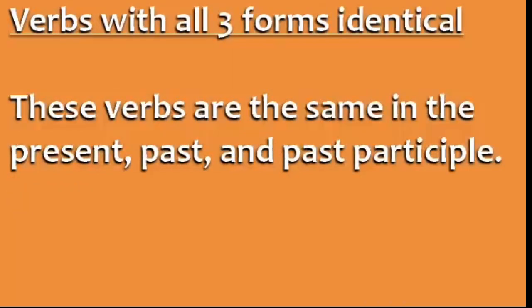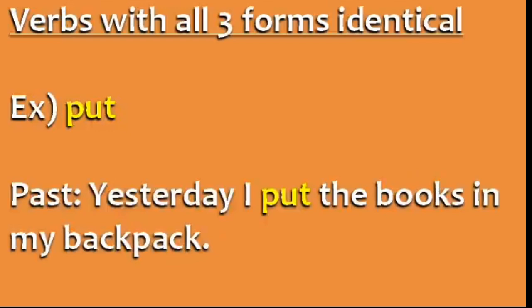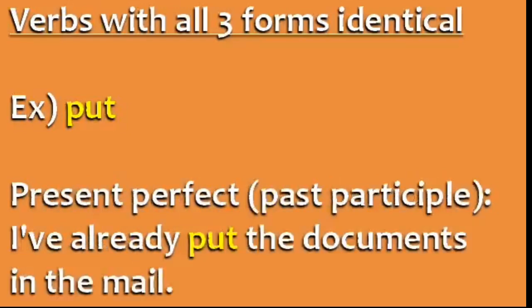The first group is irregular verbs with all three forms identical. These verbs are the same in the present, past, and past participle. One example is put. Present. I always put the milk in the refrigerator. Past. Yesterday I put the books in my backpack. The present perfect uses the past participle form. I've already put the documents in the mail.